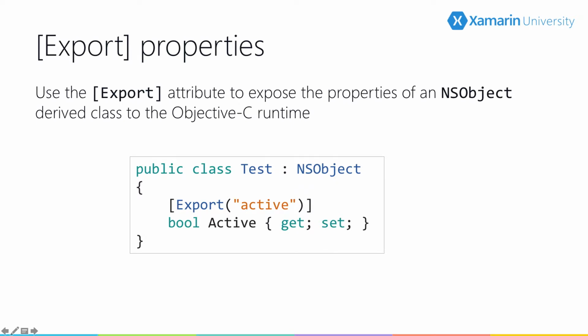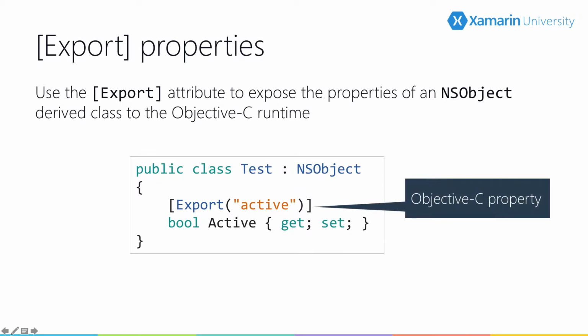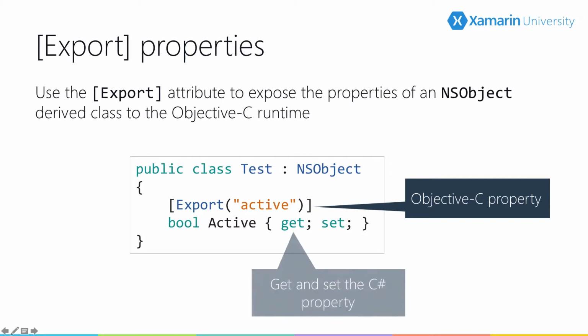The export attribute is also used to expose properties of an NSObject derived class to the ObjectiveC runtime. In this example, the ObjectiveC property is named active. This export will typically create inferred methods from the property name, leaving us with a familiar property getter and setter implementation for C#.